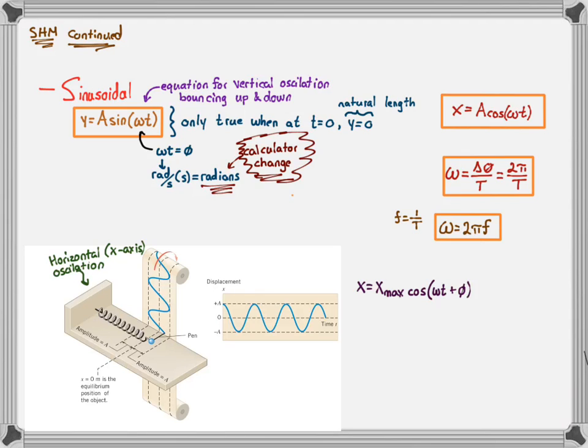If you have a situation where they don't tell you that the spring started at its natural length, you can use the following equation, which is on your equation sheet, that last equation we highlighted, where x max is pretty much your amplitude because it's the maximum your x can be. And this little phi at the end is the initial phase, meaning where it is on its angle.